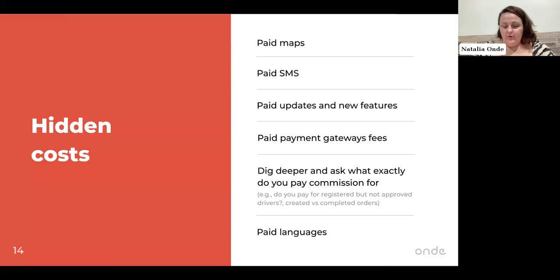So, an interesting part with some of the commissions: when you get those very beautiful numbers, ask deeper questions about them as well. Let's say you get that 9% per driver. Ask, are they going to be charged from any driver that is onboarded on the system, or only, let's say, active drivers, or will the suspended drivers also be included?